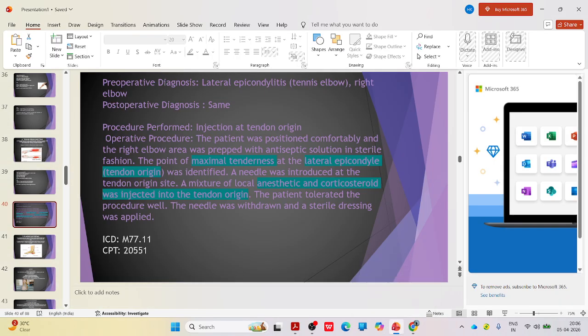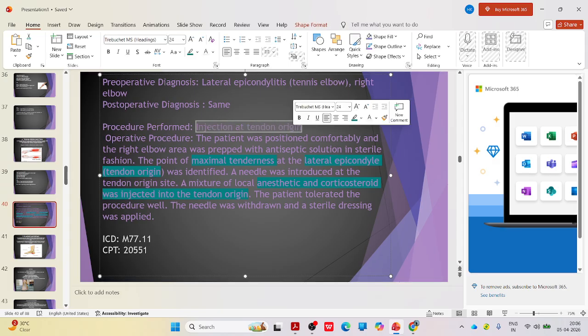So let's see one example of an OP report. I will show you what a physician has done. Okay, I will show you the navigation. So here is an OP report. You can see that it is a lateral epicondylitis, same preoperative and postoperative diagnosis. So in the procedure performed, injection at the tendon's origin, and the operative procedure is the patient was positioned with the right elbow, and the area was prepped and draped in the sterile fashion, and the point of maximal tenderness at the lateral epicondyle tendon origin was identified, and the needle was introduced at the tendon.